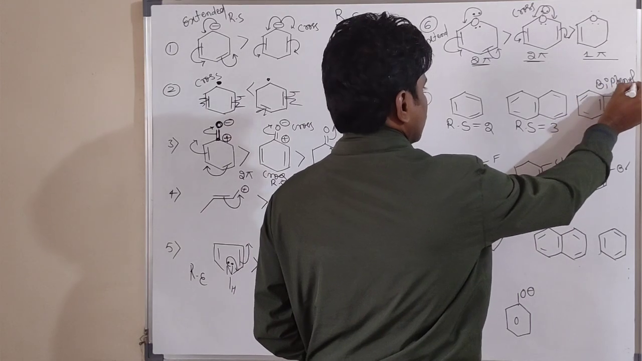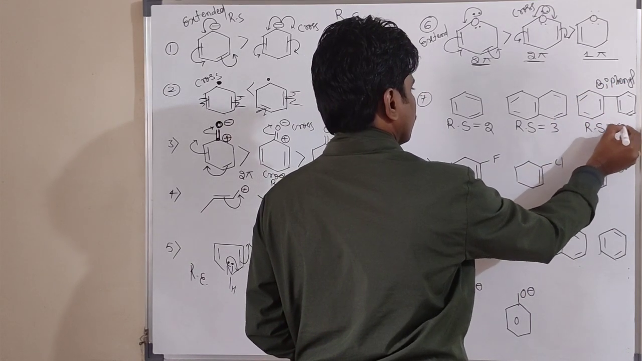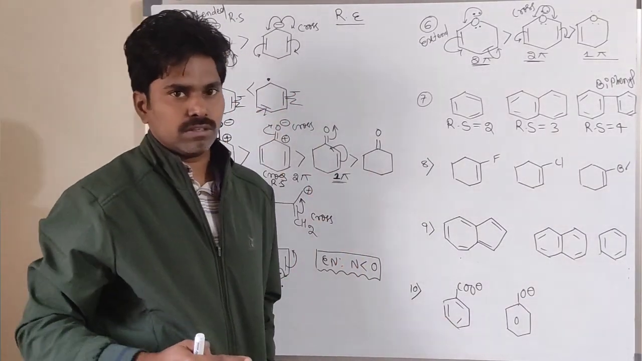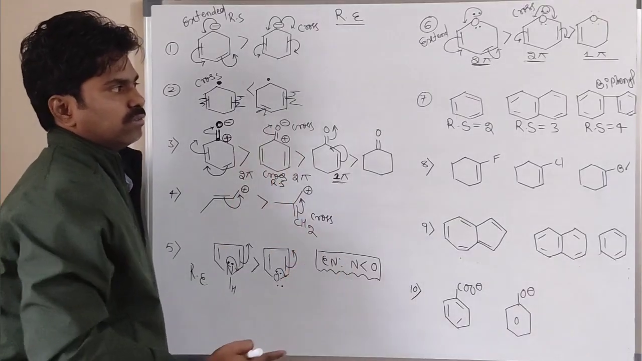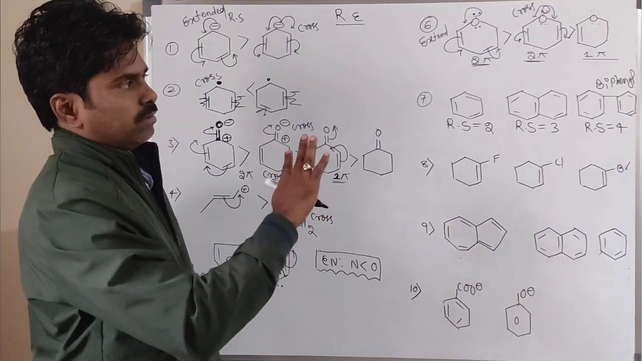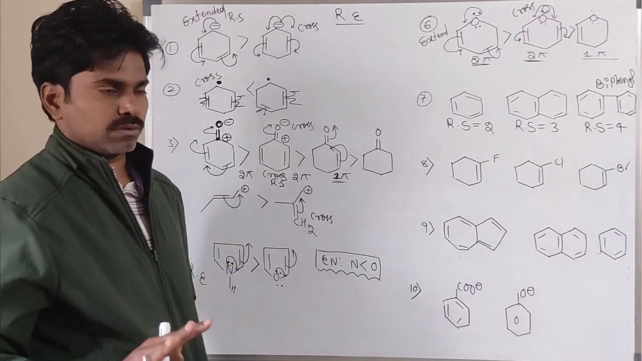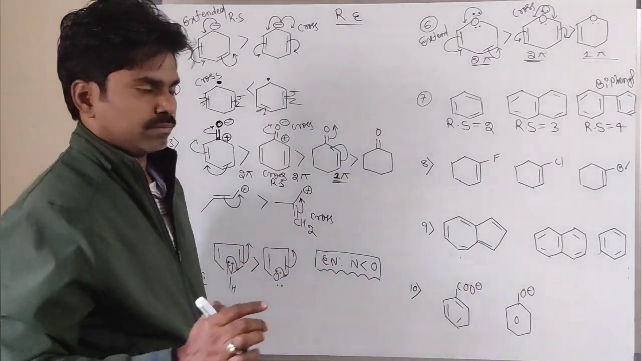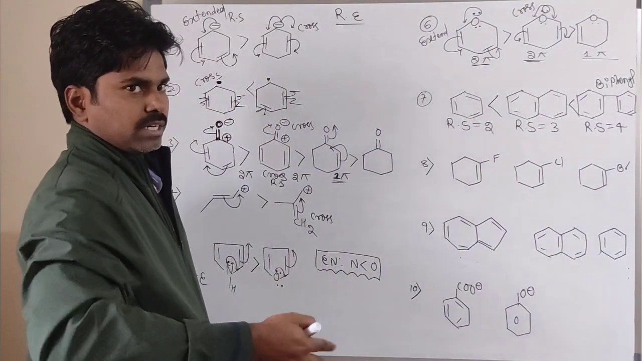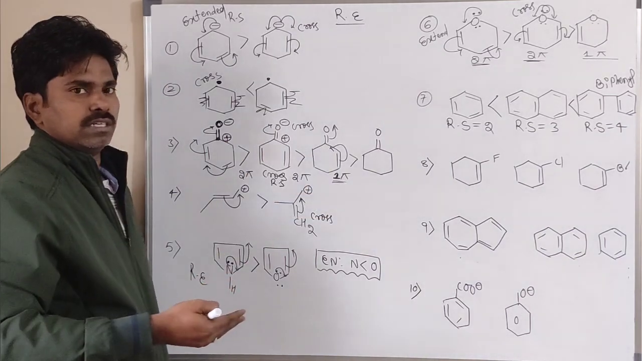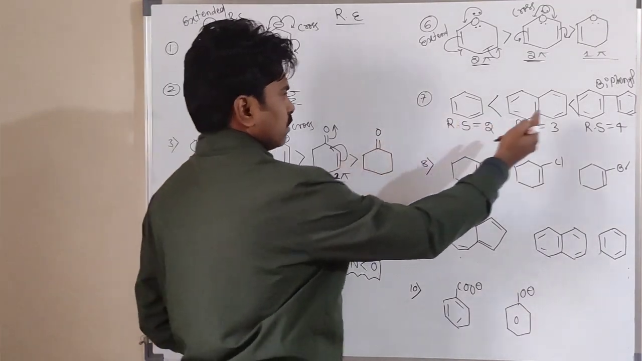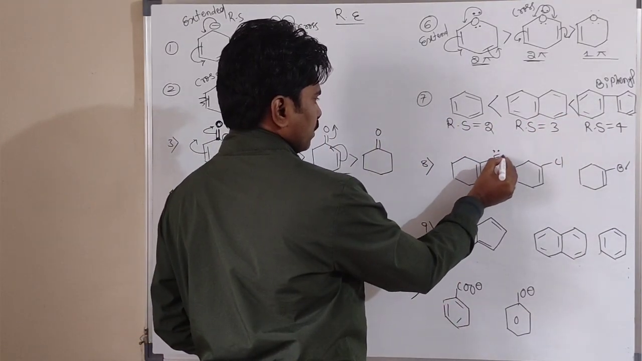Biphenyl. How many resonating structures will biphenyl give? 4 resonating structures. When pi electrons are delocalized, we get 4 resonating structures for biphenyl, so keep it in mind. Biphenyl gives 4, naphthalene 3 and benzene 2. So we know that as the number of resonating structures increases, the resonance energy will also increase. So understood? Next one, overlapping of lone pair of electrons.